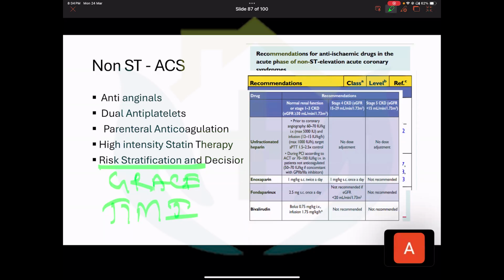These are also the same: unfractionated heparin, enoxaparin, bivalirudin. Fondaparinux was an absolute contraindication in STEMI, as I told. In NSTEMI, it is not so, but it is very rare that a cardiologist or a person working in a cardiac ICU will actually go for fondaparinux. So my recommendation will be, don't go for fondaparinux even if it is non-STEMI. Just go for heparin, enoxaparin, and bivalirudin if there is HIT.